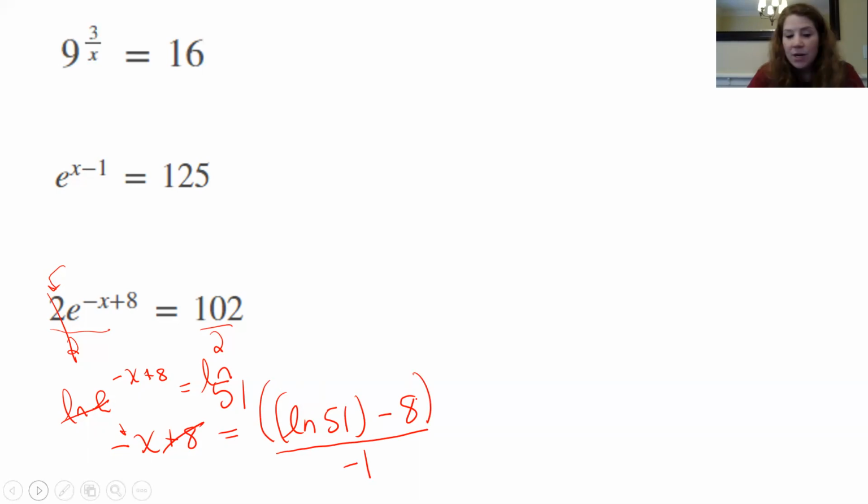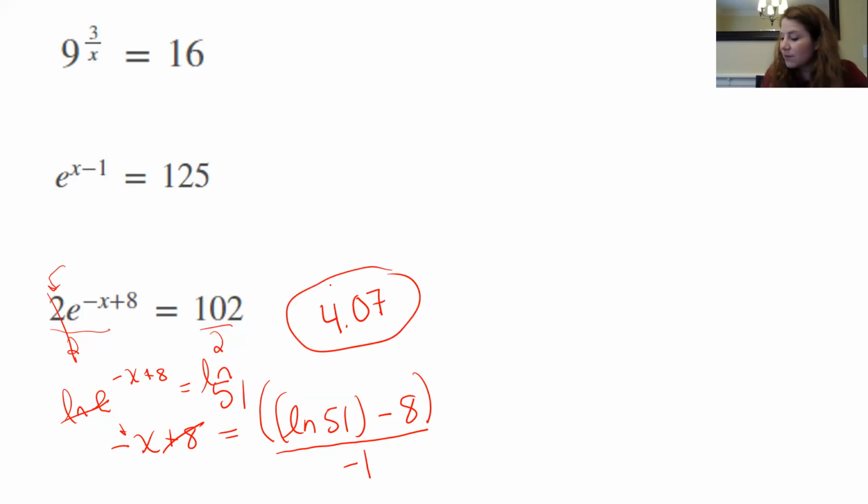Okay, so let's put all of that in our calculator. I want to bring up my fraction button. I'm going to do the ln of 51 in parentheses and then put minus 8. When I go down to the denominator, I'm typing in divided by negative 1. My calculator tells me the answer is 4.068, so the answer is 4.07. And that's it. That's how you do that one.